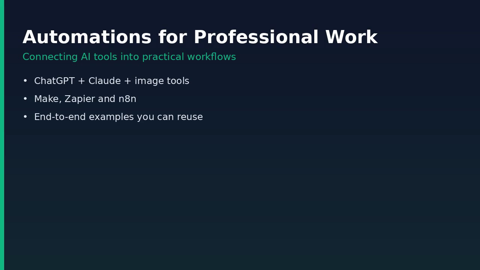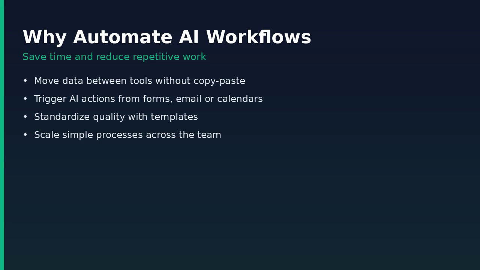Typical high-value automations include a new form submission that is summarized by AI and sent to Slack or email, meeting notes that are structured and pushed into a CRM, a content brief that generates a draft and a matching image and places both in a review folder, or a support ticket that is classified and given a draft reply for human approval. Choose the platform according to your needs.